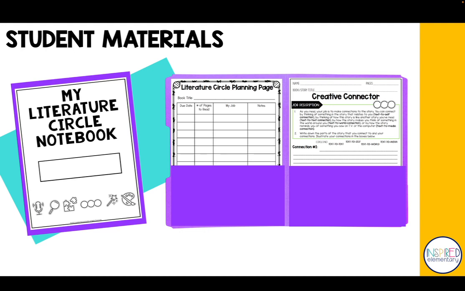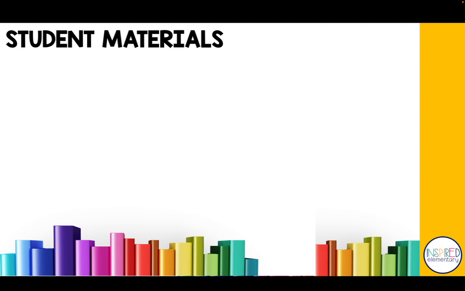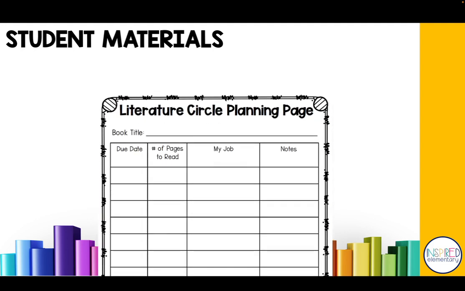You can choose to collect them at the end of each group meeting or collect the notebooks when the books are finished and give them a grade. An important student organizational tool to help literature circles run smoothly is this student planning page, the literature circle planning page. This stays in the front of students' literature circle notebooks.